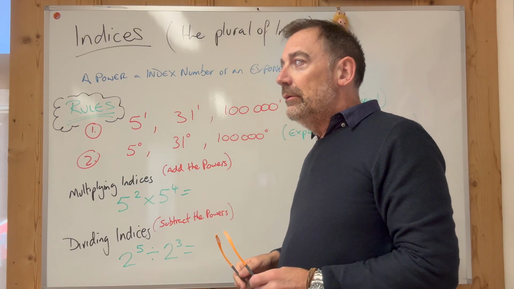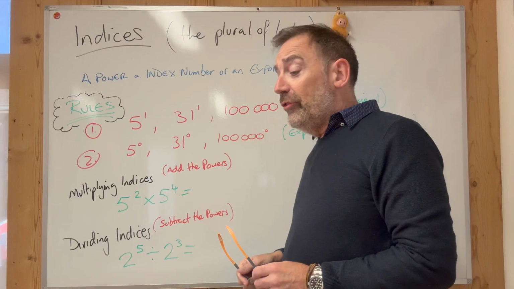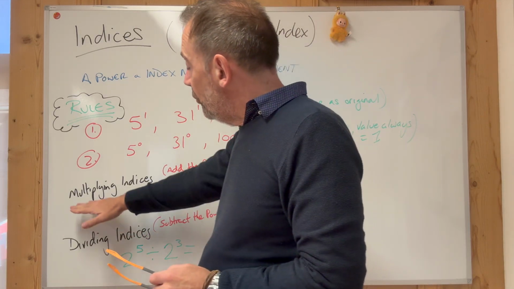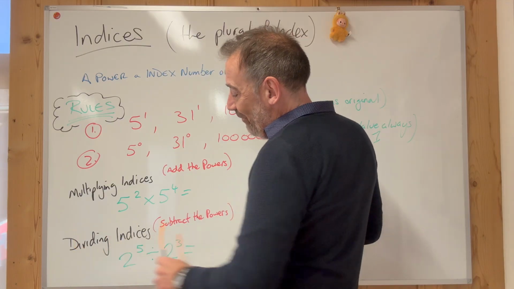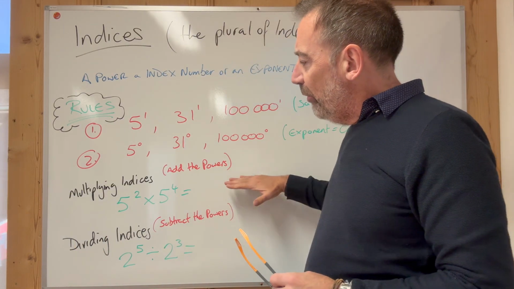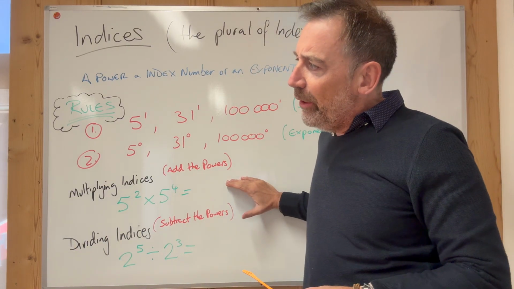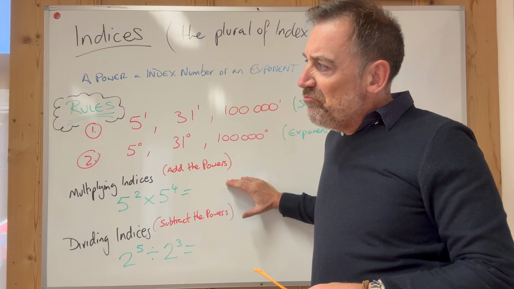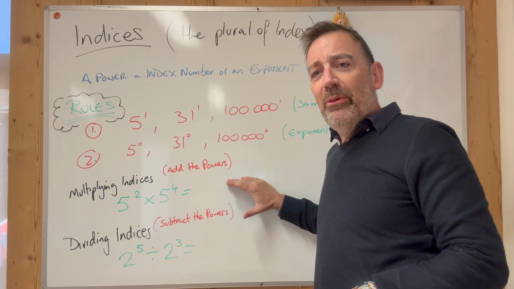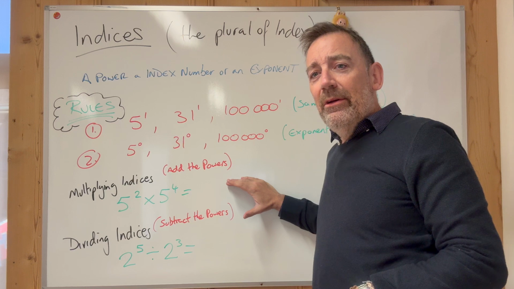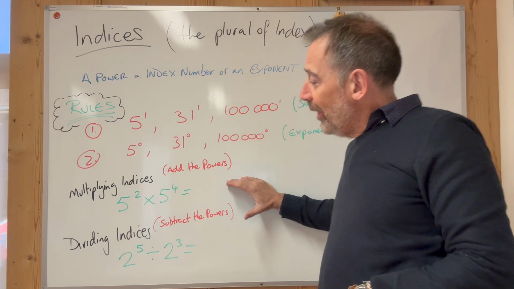Okay? Good. There are 2 more rules before I let you loose on the book. Multiplying indices and dividing indices. We've seen this before when we've done another topic, something to do with powers. Standard form, that's what I'm thinking about. Remember?